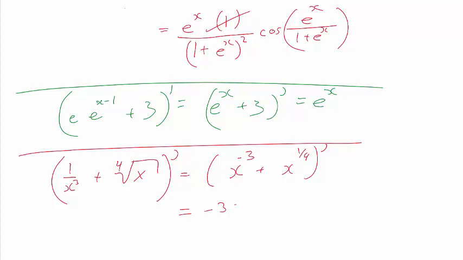Negative 3x to the negative 4, right? Because negative 3 minus 1. And then over here, plus 1/4 times x, and then 1/4 minus 1 is negative 3/4. All right, so there we are. That's it. That's our answer.